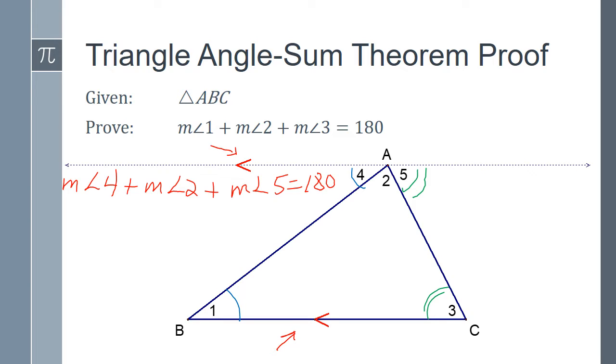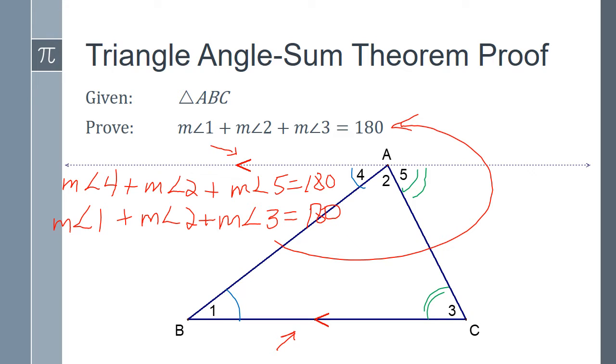So by substitution, we can take out angle 4 and plug in angle 1, bring angle 2 down here, and take out angle 5 and plug in angle 3. And voila, we've proven that the sum of the angles of a triangle equals 180 degrees.